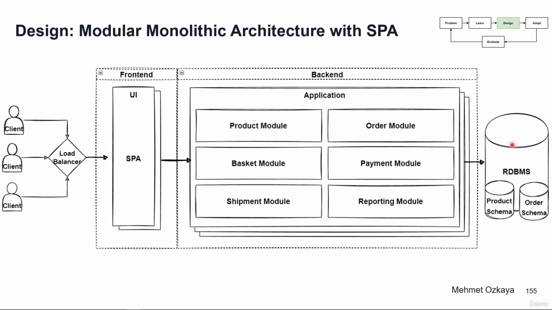And if you look at the database, we still have one big relational database, but this time we can separate the product and order schemas and manage them independently. So as you can see, we have designed our e-commerce application as a modular monolithic architecture using single page applications, with separated UI for the front-end and back-end applications. Now we can handle a good amount of requests in our e-commerce application, and our business teams are happy for now. In the next video we will talk about the technology choices in this architecture.